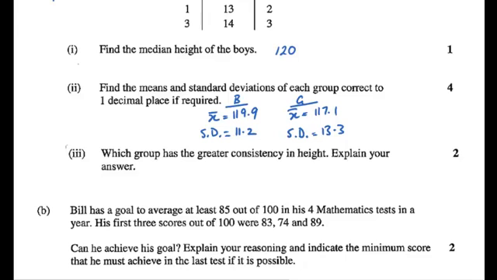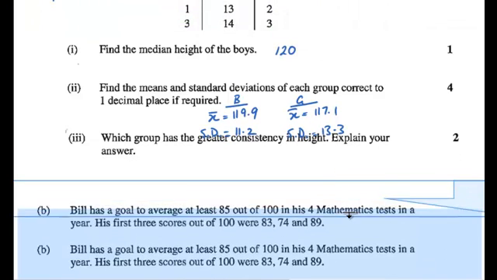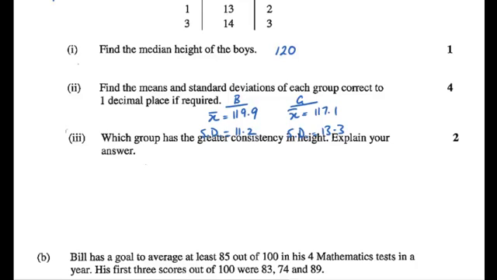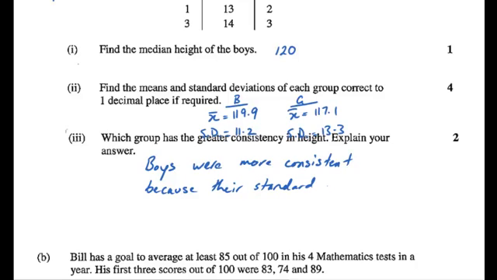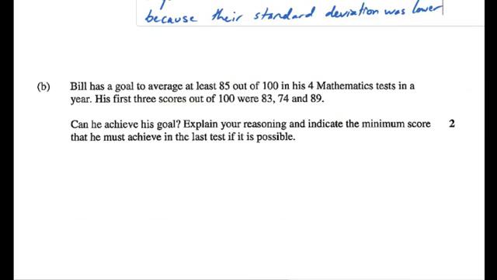Okay, which group has the greater consistency in height? Explain your answer. So it's 2 marks. What we were looking for was, first of all, that the boys were more consistent. And the way you know that is because the standard deviation was lower. So boys were more consistent because their standard deviation was lower. Okay, that's it. Alright, on to part B.